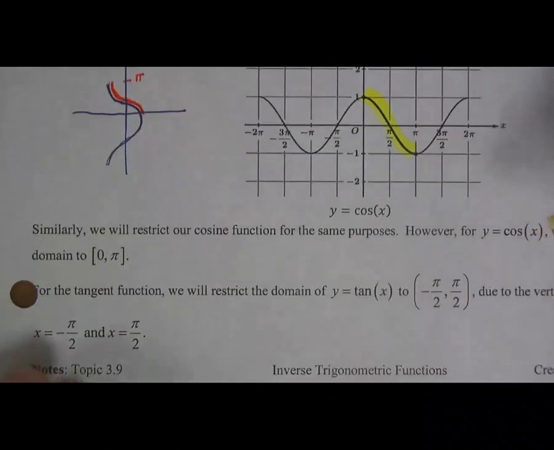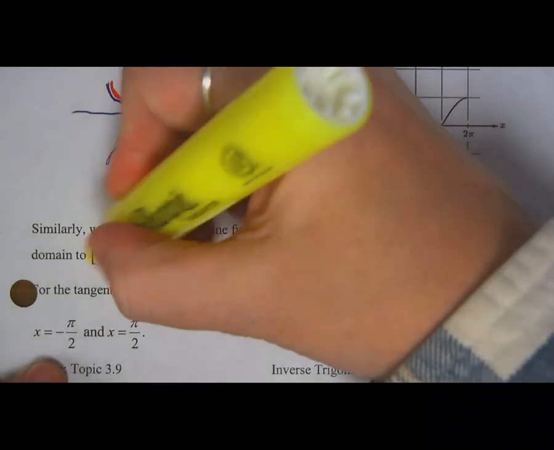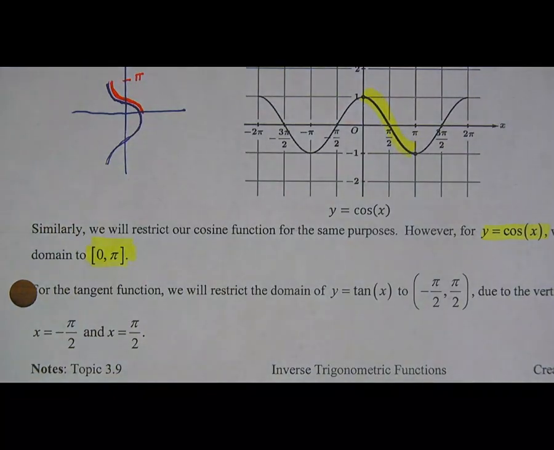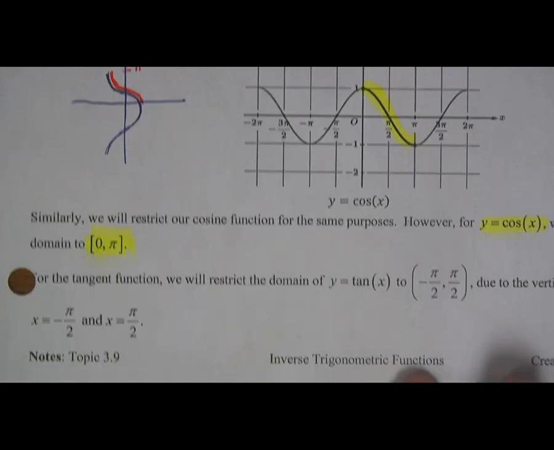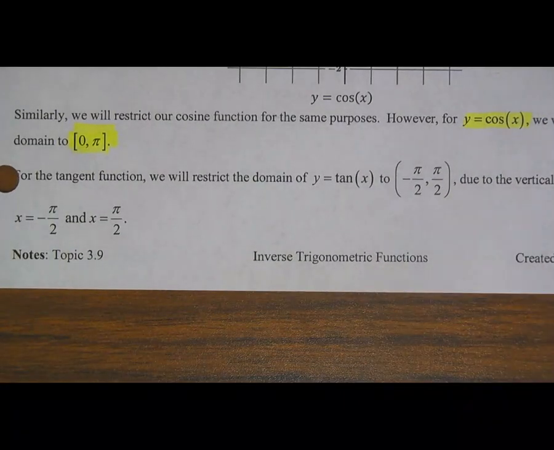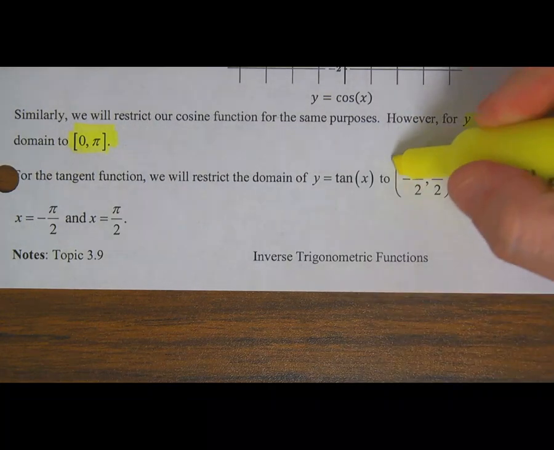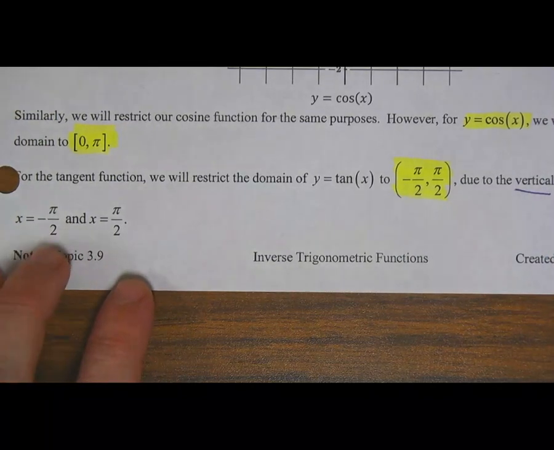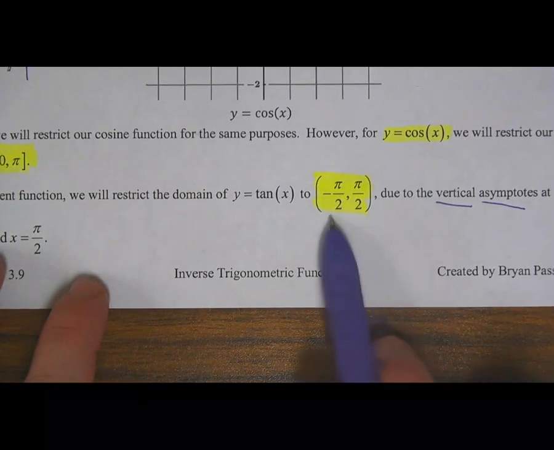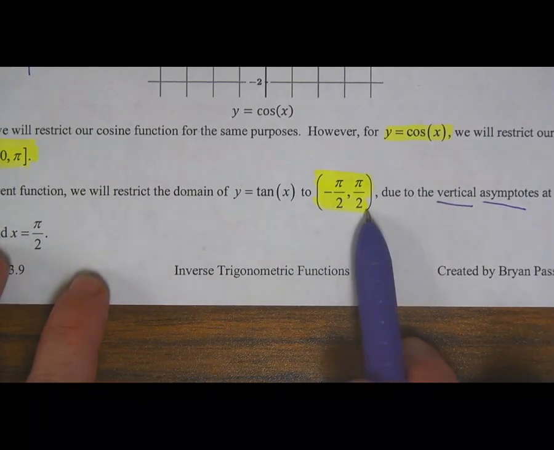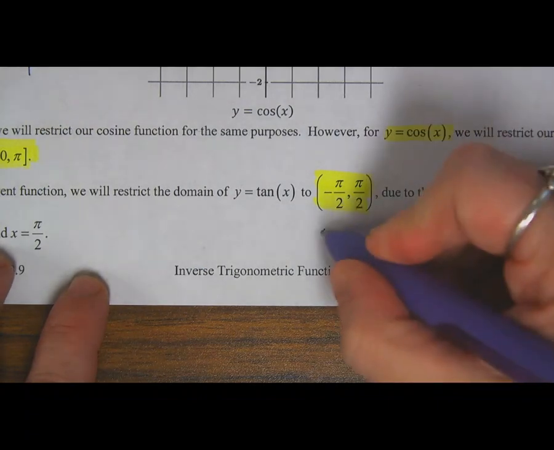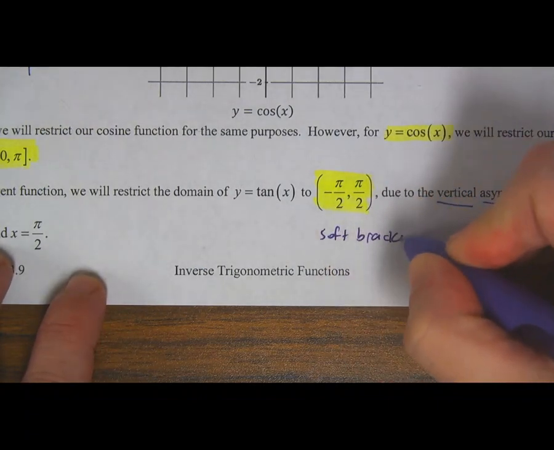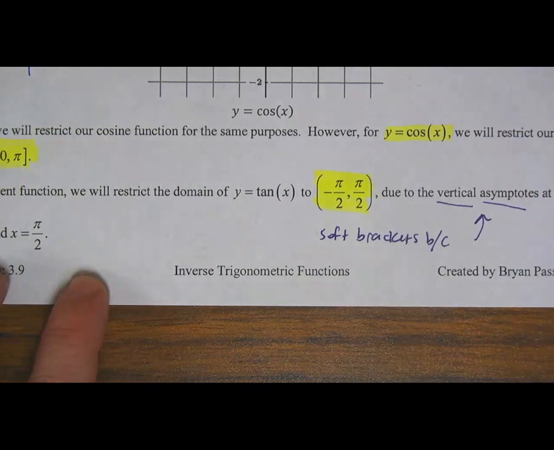So it says underneath that, for cosine of x, we're going to restrict our domain to 0 to pi, hard brackets on, including those values. Lastly, without a picture in front of us, for the tangent function, we're going to restrict the domain from negative pi over 2 to pi over 2. The brackets there are soft because of the vertical asymptotes. You have vertical asymptotes at these locations, so you can't say that those are included values. So if you want to make a note, soft brackets because of the vertical asymptotes.